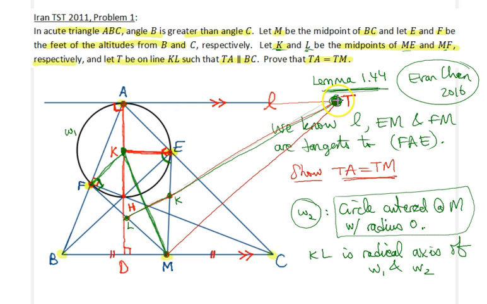Now if T is on that radical axis, its power with respect to those two circles must be equal. So the power of T with respect to omega 1 is simply TA squared, and that should be equal to the power of T with respect to the circle M, or omega 2 centered at M, but that's simply TM squared. The squares would cancel out, and therefore TA is equal to TM as we wanted to show. So that proves this beautiful problem. Hope to see you in our next video.